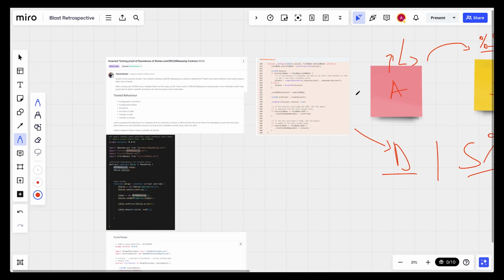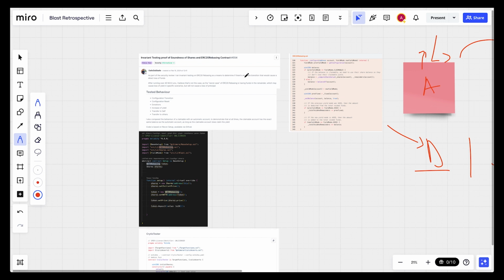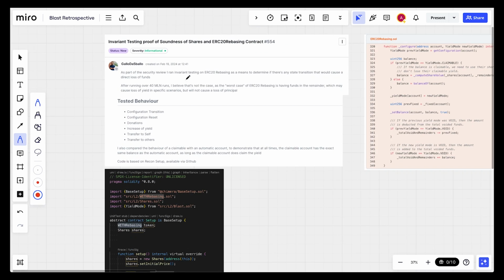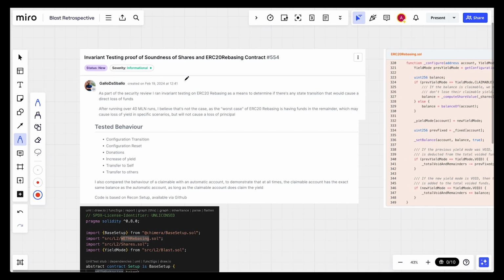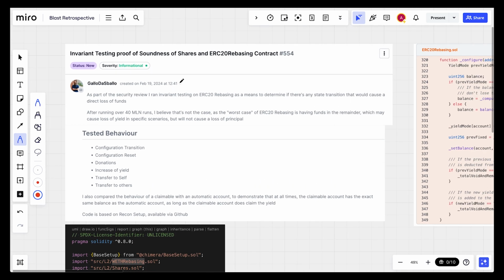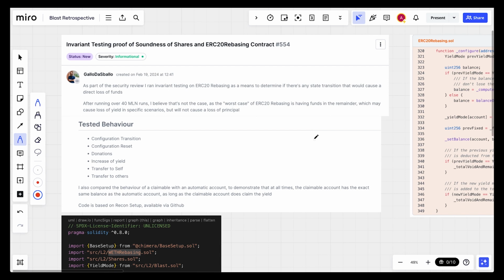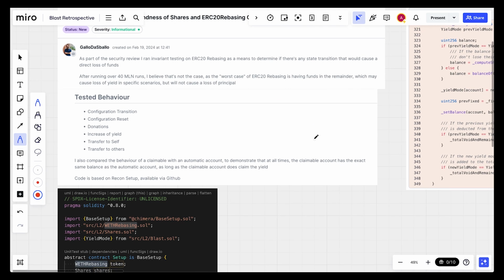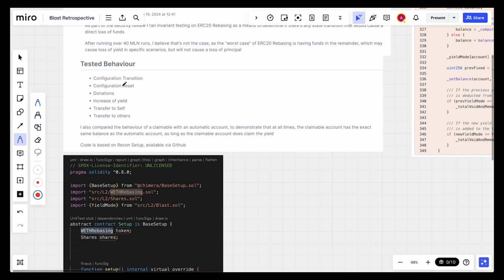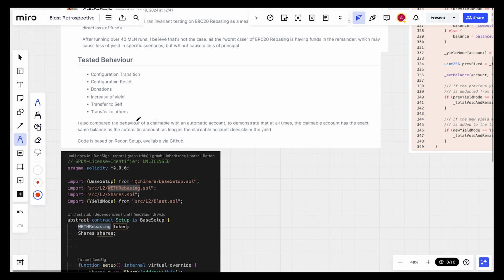And hopefully this shows you the type of thoroughness that you can go to in order to make sure that no stone was unturned. So this is the report that I wrote. As part of the security review, I ran this test. I ran it for 40 million runs, probably 4 hours, to be honest, because this was a fairly small scope. And fundamentally, we had the configuration transition, configuration reset, donation, increase of yield, transfer to self, and transfer to others.